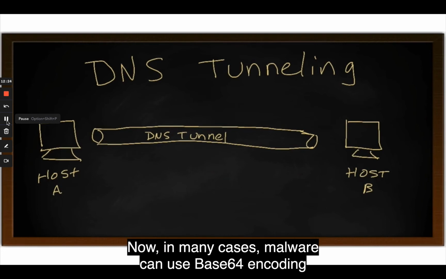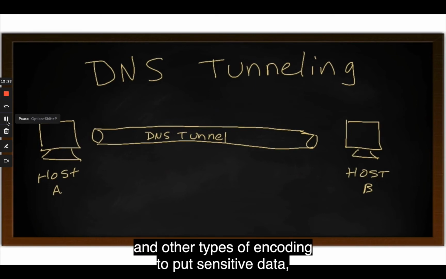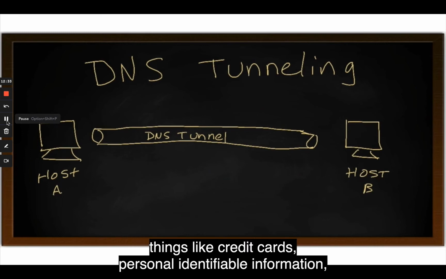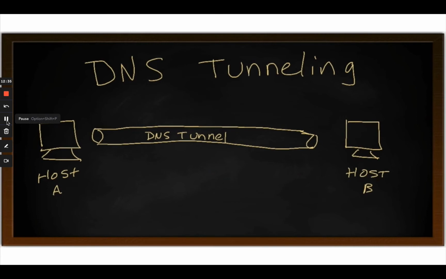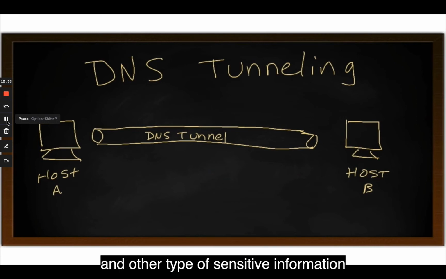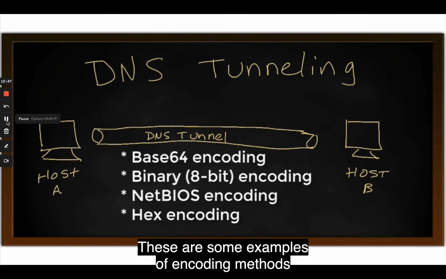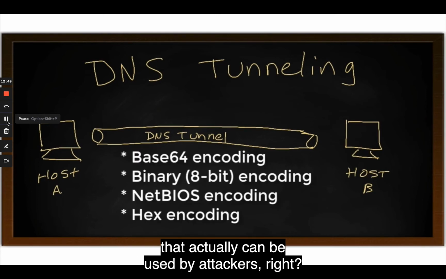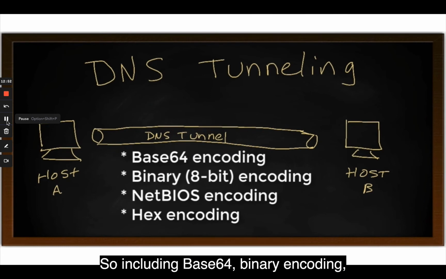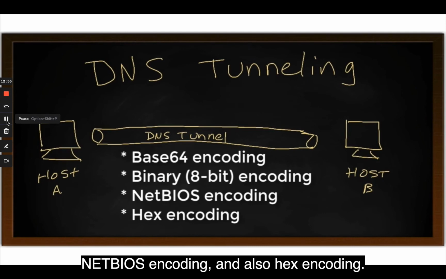Now, in many cases, malware can use base64 encoding and other types of encoding to put sensitive data, things like credit cards, personally identifiable information, and other types of sensitive information, in the payload of DNS packets to exfiltrate that data from their victims. These are some examples of encoding methods that can be used by attackers, right? Including base64, binary encoding, NetBIOS encoding, and also hex encoding.